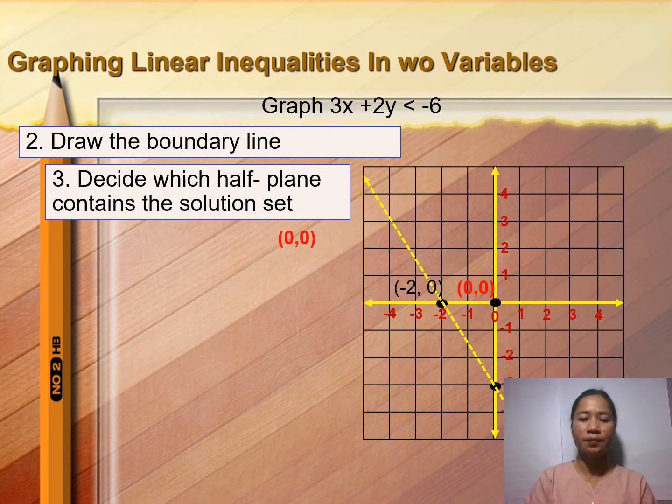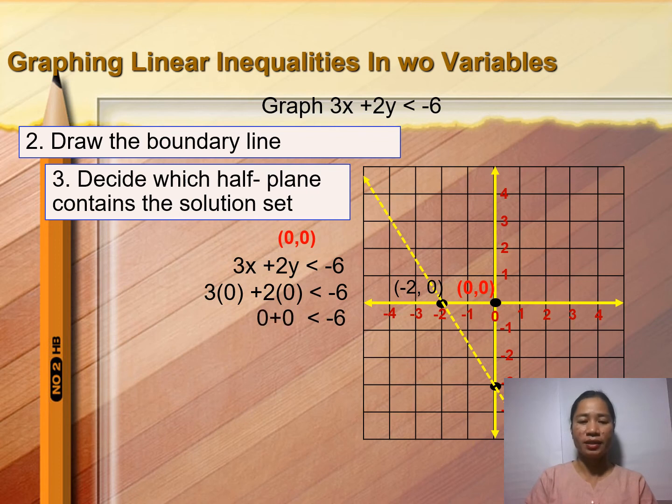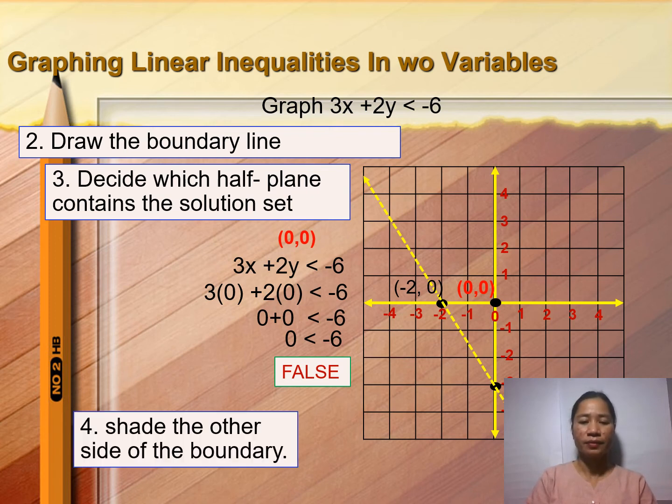Pick 0, 0 as a test point. Replace the value of x and y by 0. Now we have 3 times 0 plus 2 times 0 is less than negative 6. So 0 plus 0 is less than negative 6. So we have now 0 less than negative 6. Is 0 less than negative 6? False. Therefore, shade the other side of the boundary.